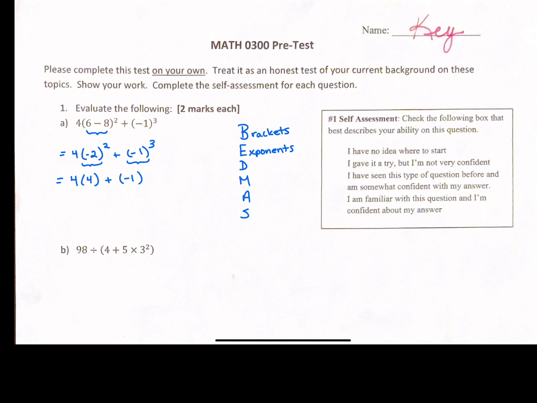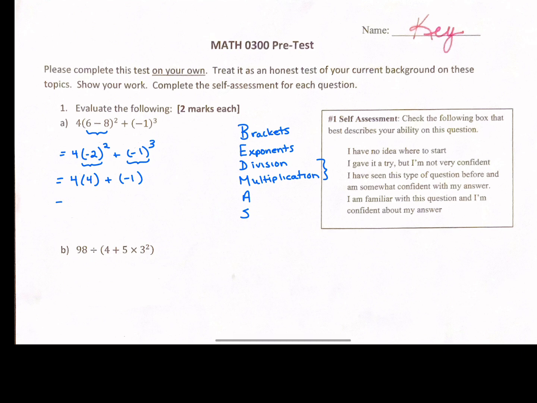The D is for division. M is for multiplication. And what I want you to note here is that division and multiplication are kind of the same rank. You would do division and multiplication in the order that you see it from left to right. So if multiplication appeared before a division symbol, then you would have to multiply first. Again, it's whatever happens from left to right.